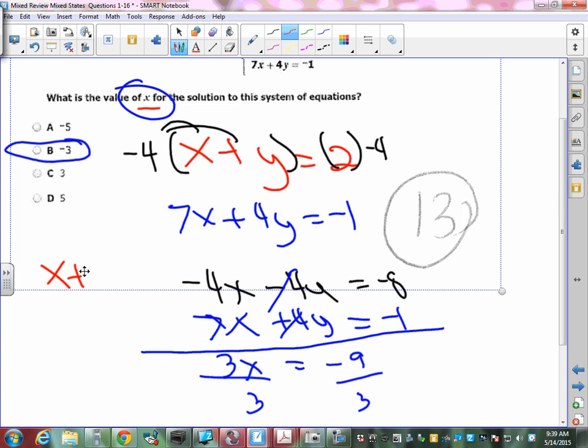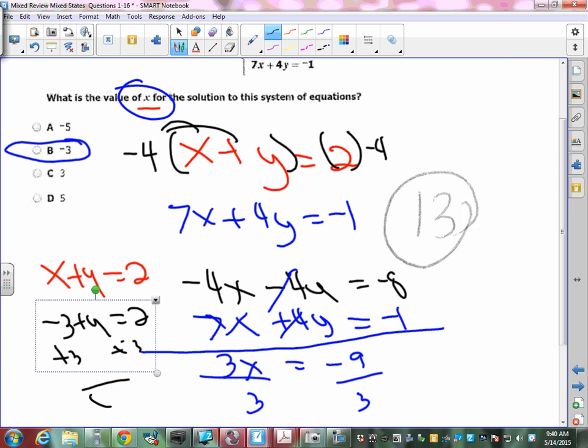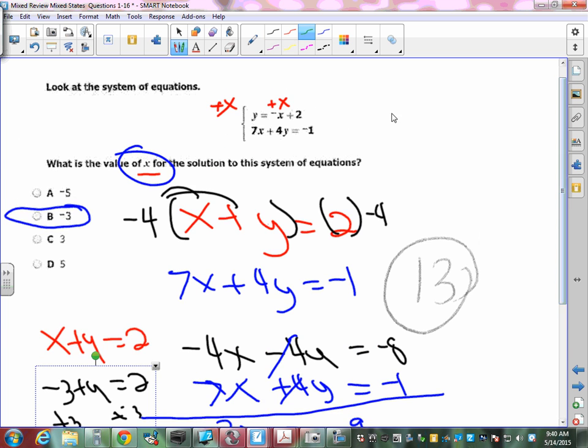Okay, so add x plus y equals 2. We just found out that x was negative 3. What would we do now? We would add 3 and get y equal to. So if you were graphing these, at what point would those two lines intersect? Negative 3, 5 would be the point of intersection.